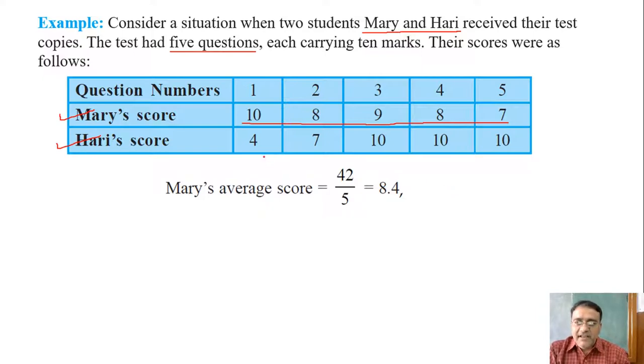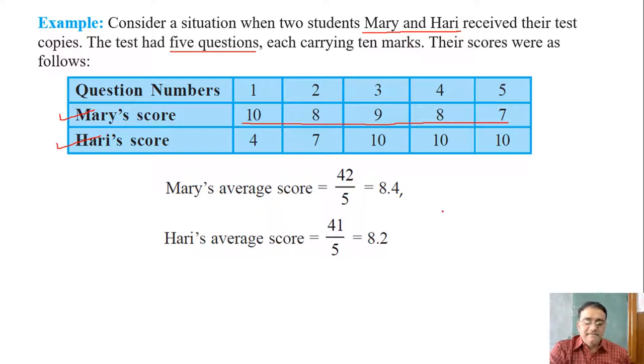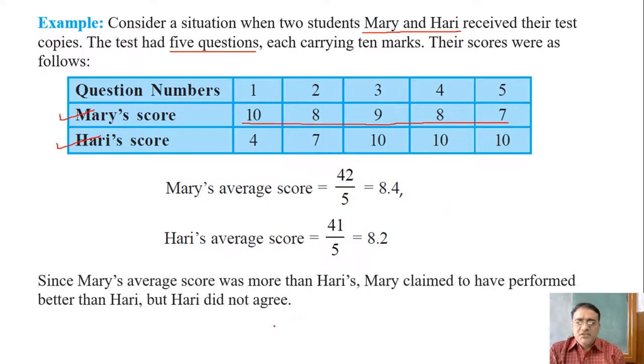Now Harry का जो total है 28, 30, 11, 41. So 41 by 5 will be 8.2. So according to you, whose marks are good? Who scored good marks? Mary. Okay, because her average score was more than Harry's. So now Mary claimed to have performed better than Harry, but Harry did not agree.